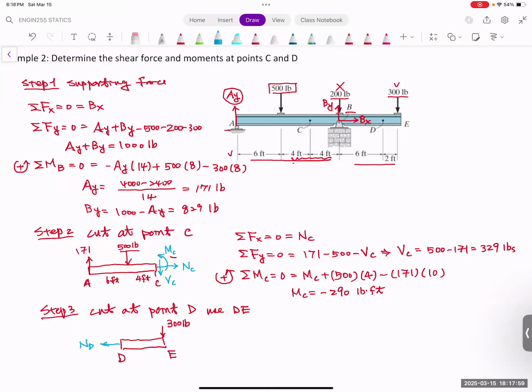And what will be the shear force? The shear force will go up. This will be V sub D. And the bending moment is trying to make it rotate outwards. This bending moment will make it rotate outwards. And then we find the summation of F.